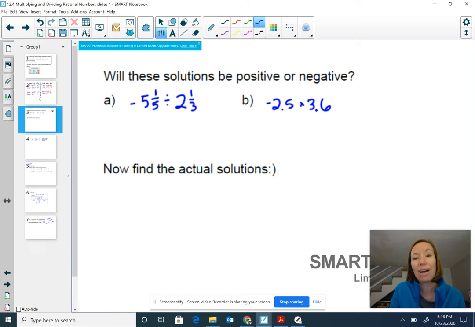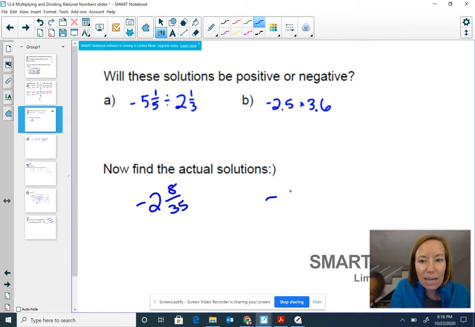Go ahead and try finding these in your math notebook and pause the video until you do that. Pause. Unpause. All right, our solutions for these, I worked these out on my paper. For the first one, it would be negative 2 and 8/35. And for the second, it would be negative 9.